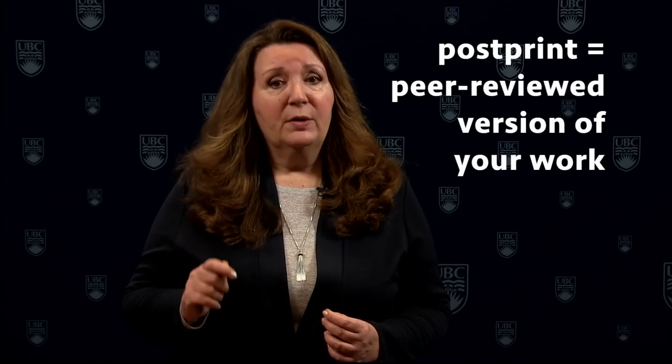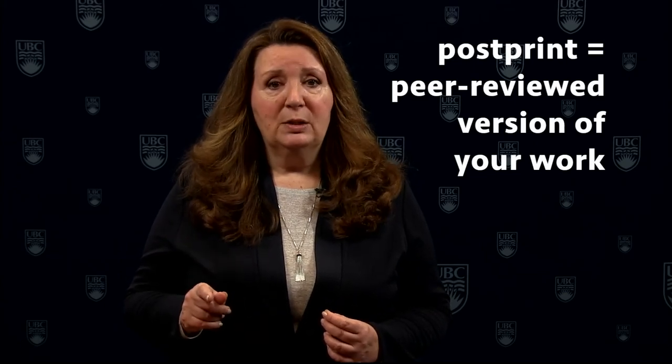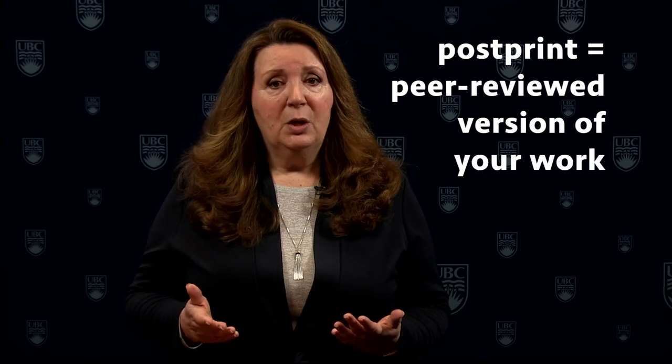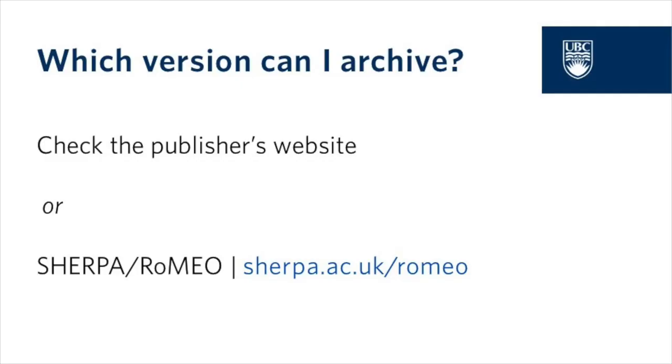If your article has been previously accepted and published by a journal, you should be aware of their archiving policies. Typically, publishers don't allow you to archive the final published version. Many do, however, let you archive a version of your work that has been through the peer-reviewed process, sometimes called the postprint or author's accepted version. Again, you can check the publisher's website for full information. You can also use a tool called Sherpa Romeo to review your journal's open access and archiving policies.